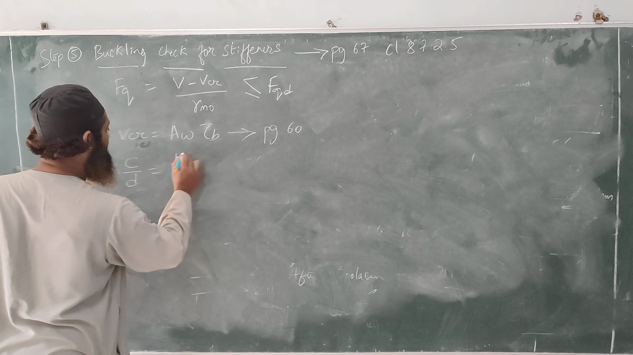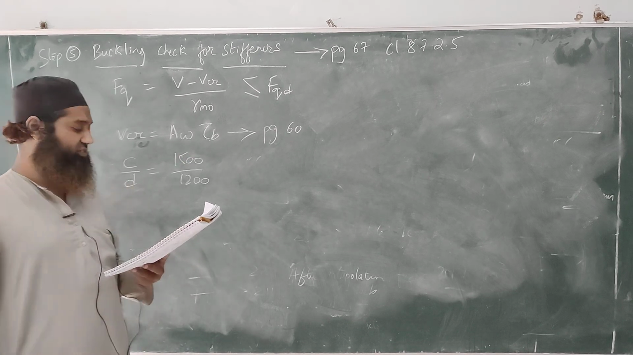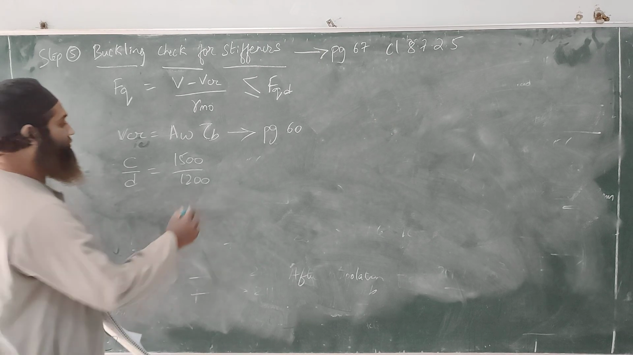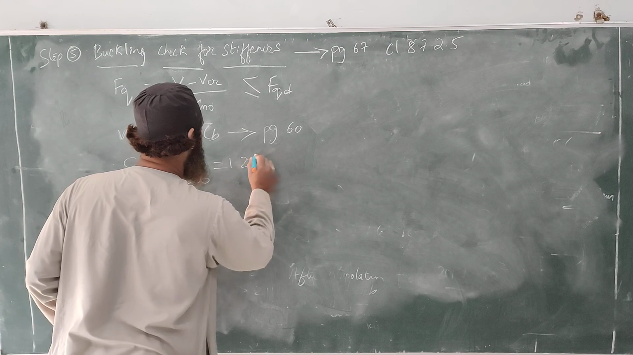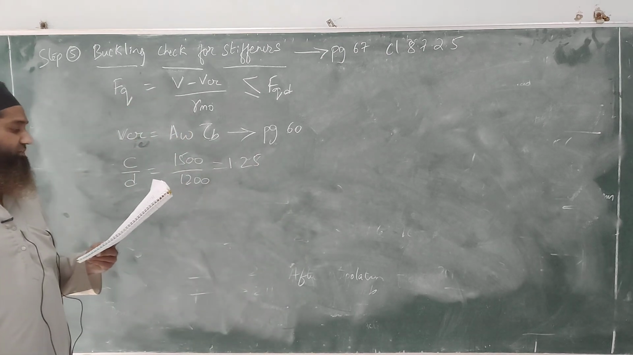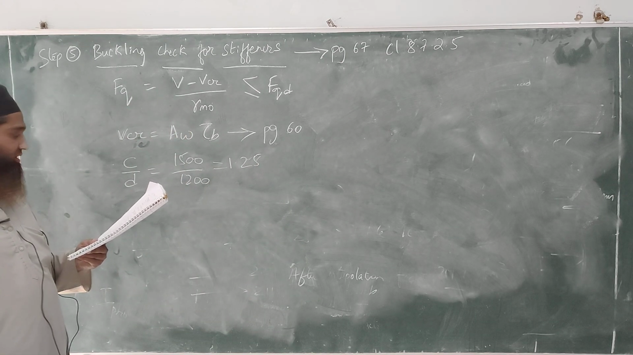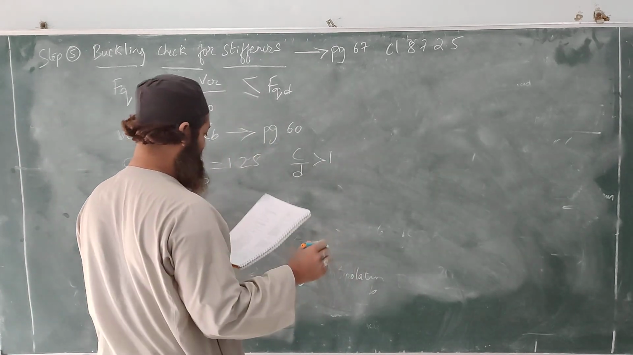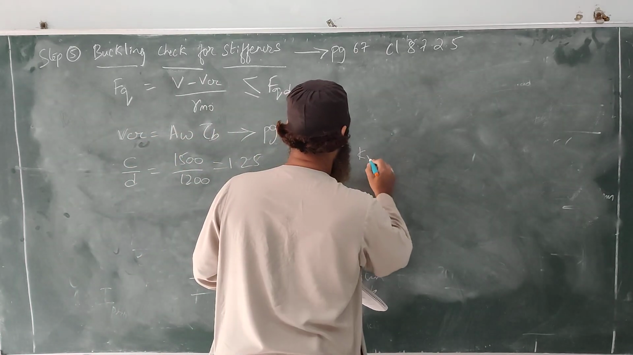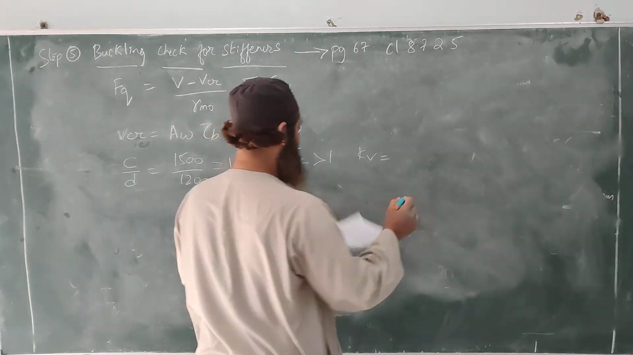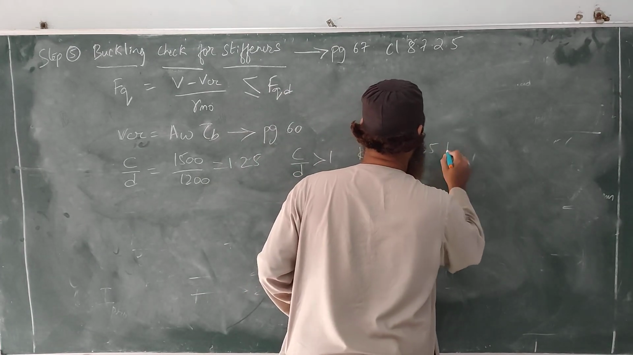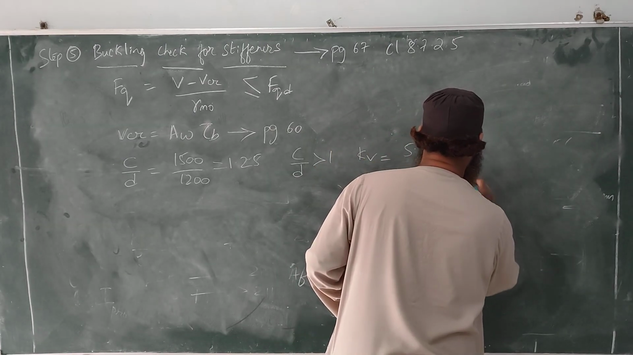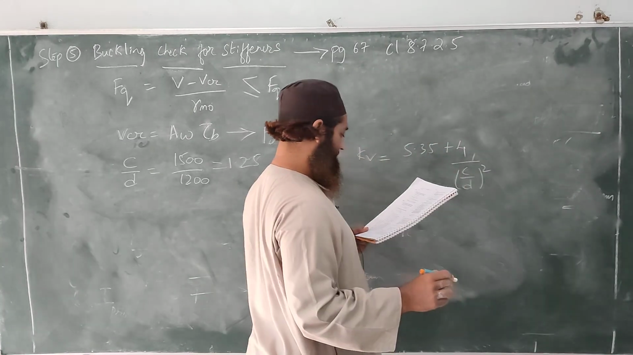As you know, C by D value, as I have told you, here I am getting it as 1.25. C by D value is 1.25, which is greater than 1. If C by D value is greater than 1, then kV is equal to 5.35 plus 4 by (C by D) whole square. This is what it says.